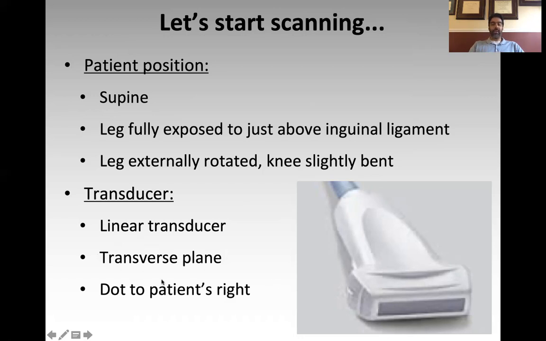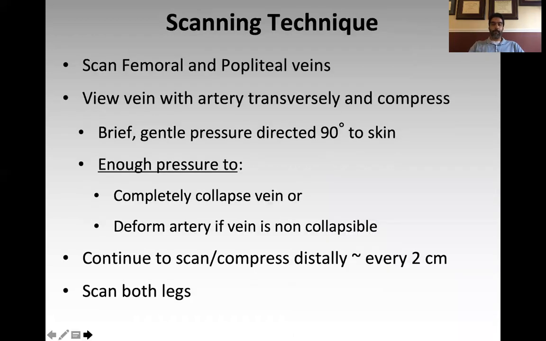Everything that we do with DVT is done in the transverse plane. So back to the body ultrasound convention, transverse plane means the dot will point to the patient's right side. So we start up at the inguinal ligament and we go down, identifying those high yield points that we were talking about. You want to view the vein. You want to look in the lumen and determine that the lumen is anechoic.